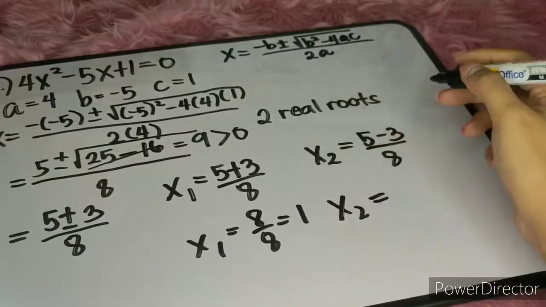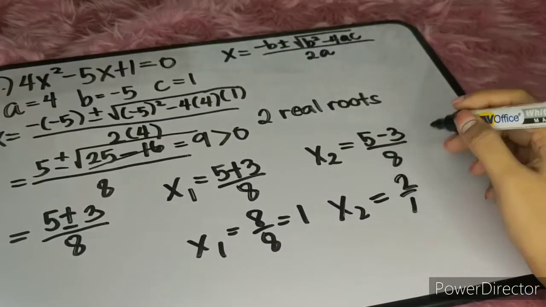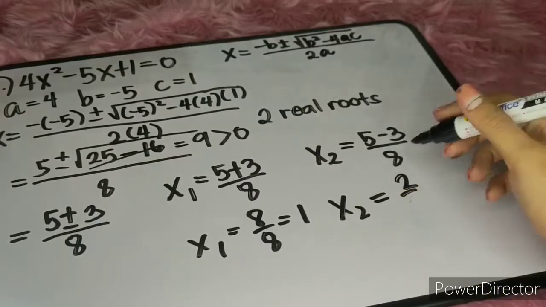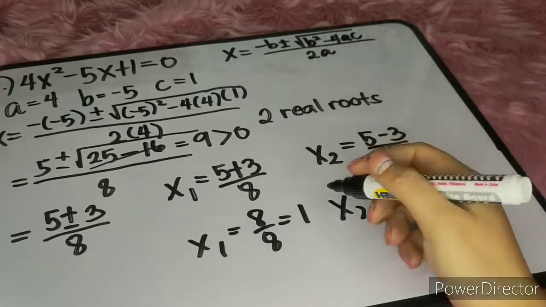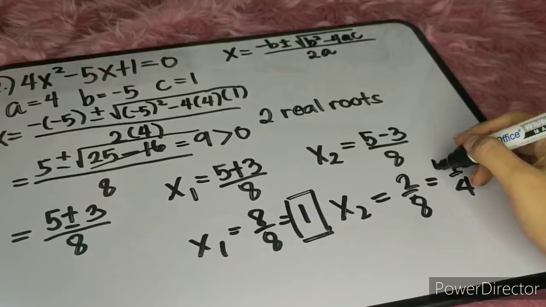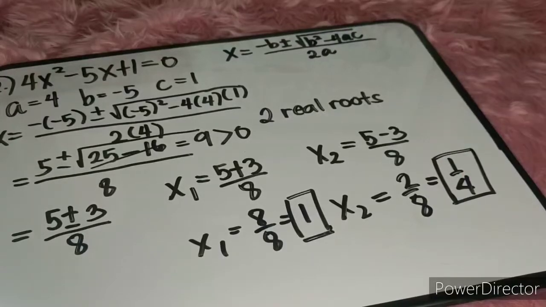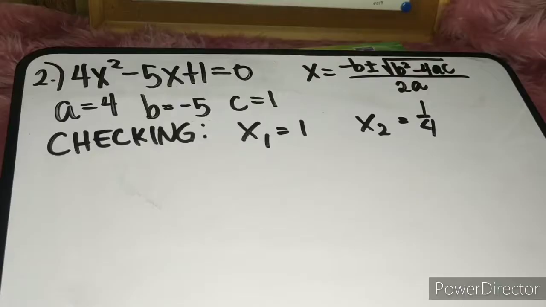And then, our x sub 2, 5 minus 3 is 2 over 8, is 1/4. Okay, so our x sub 1 is 1. And our x sub 2 is 1/4. Checking time.